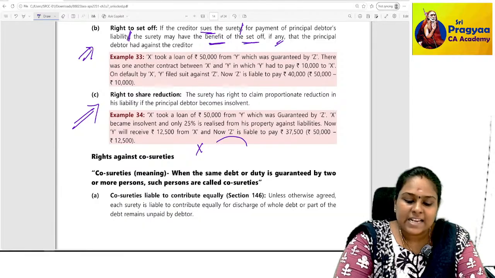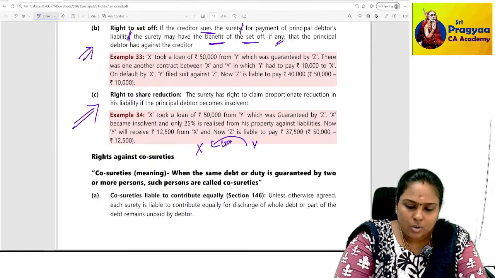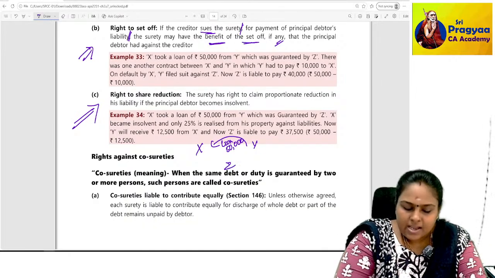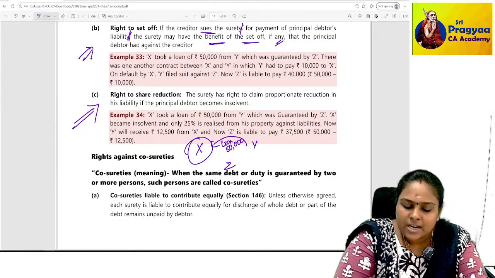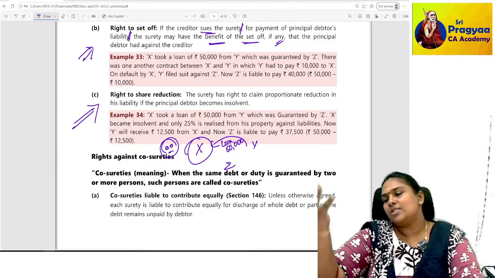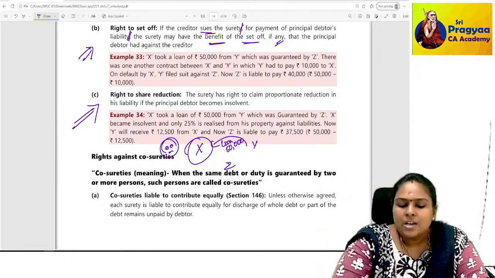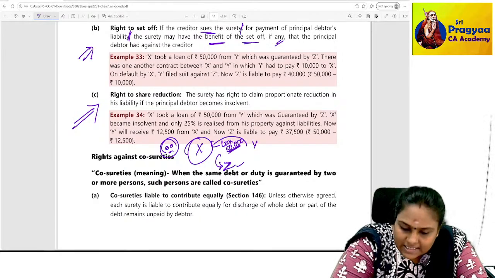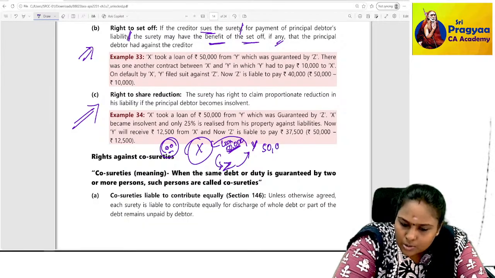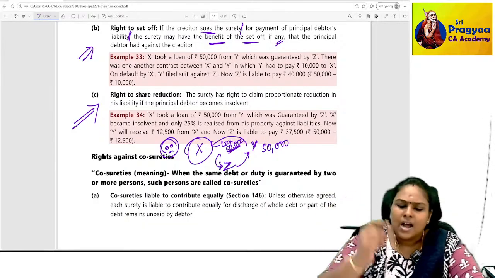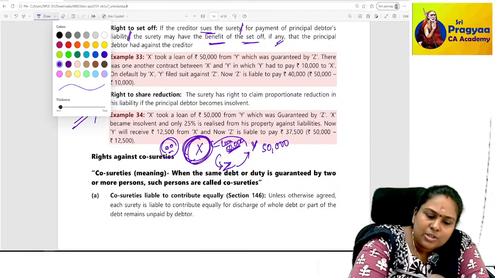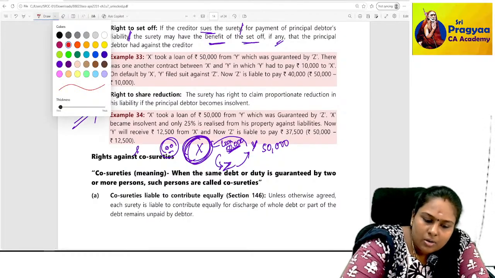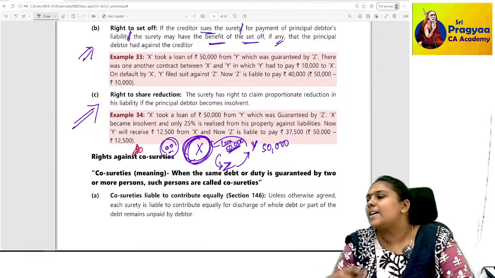Mr. X has taken a loan from Y. What was the loan amount? 50,000 is the loan amount, which was guaranteed by Z. X has become insolvent. He is not in a position to repay the debts. Now, automatically this 50,000 rupees liability comes on Z, and Z is supposed to pay Y 50,000 rupees. This is what we have studied so far. Anna, the moment X becomes insolvent, don't you think he will have some assets? Yes or no? In his house there may be some jewels, some other assets.